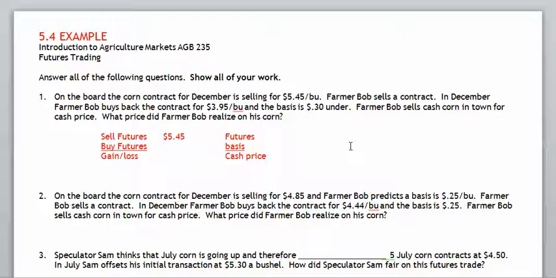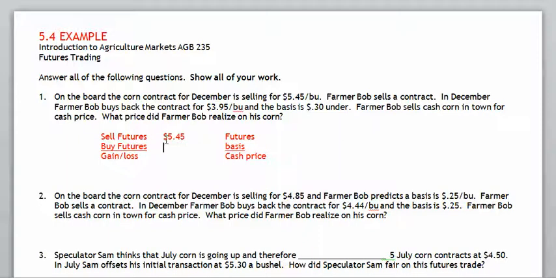So our initial move was we sold a futures contract, we held cash corn. Maybe we didn't even have cash corn yet. We later sell cash corn and buy back futures. We're always doing the opposite. If we're buying in the cash market, we're selling in the futures market. If we're selling in the futures market, we're buying in the cash market.